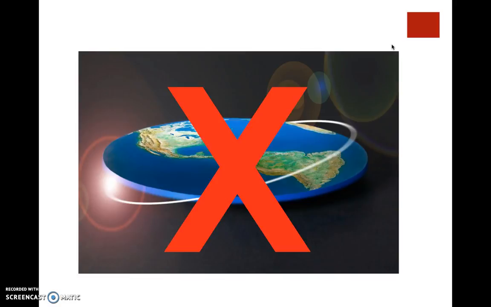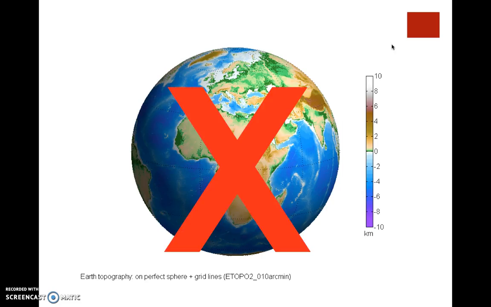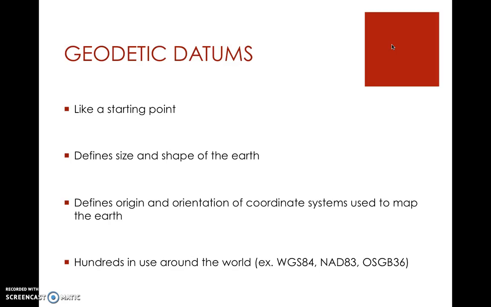The Earth is not flat, the Earth is not a pear, but the Earth is also not a perfect sphere like you might think. It's actually irregular and ellipsoidal. Because of this, we have what's called different geodetic datums. Think of it as a starting point that defines the size and shape of the Earth.